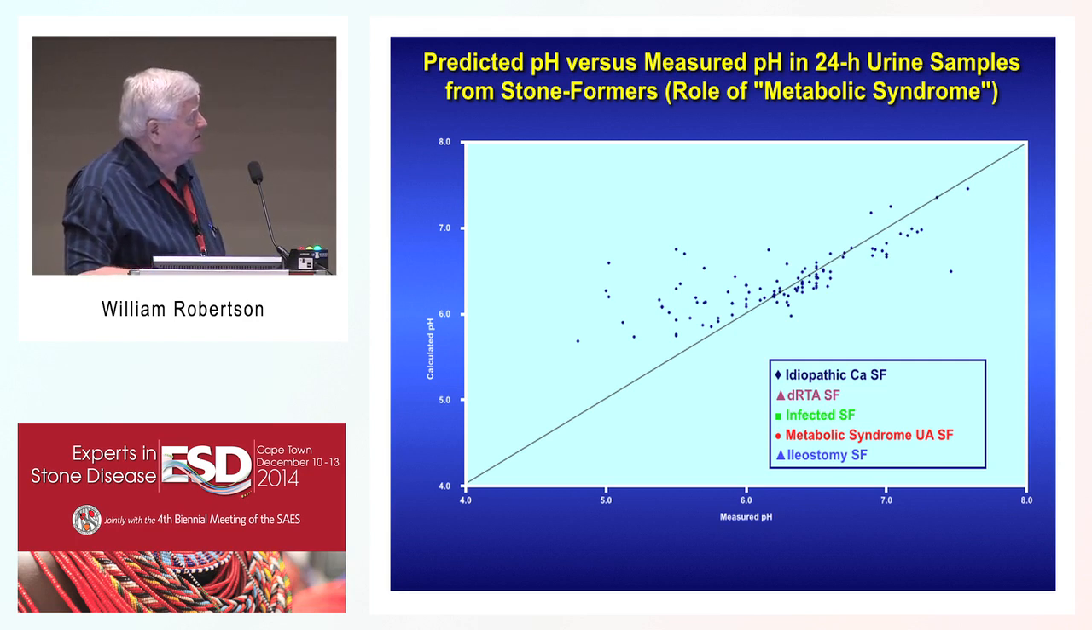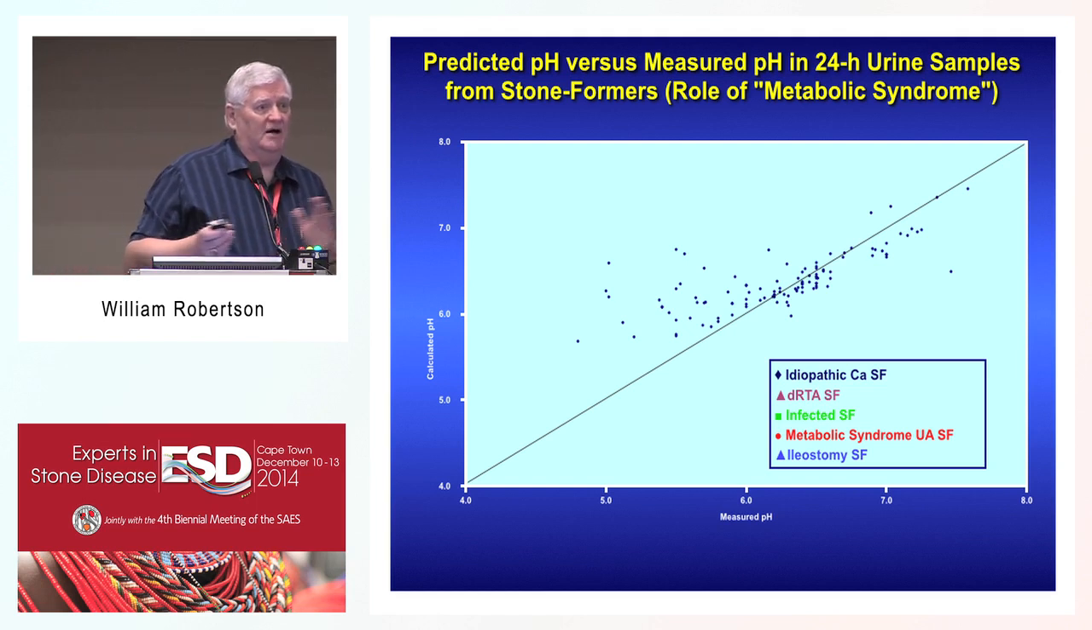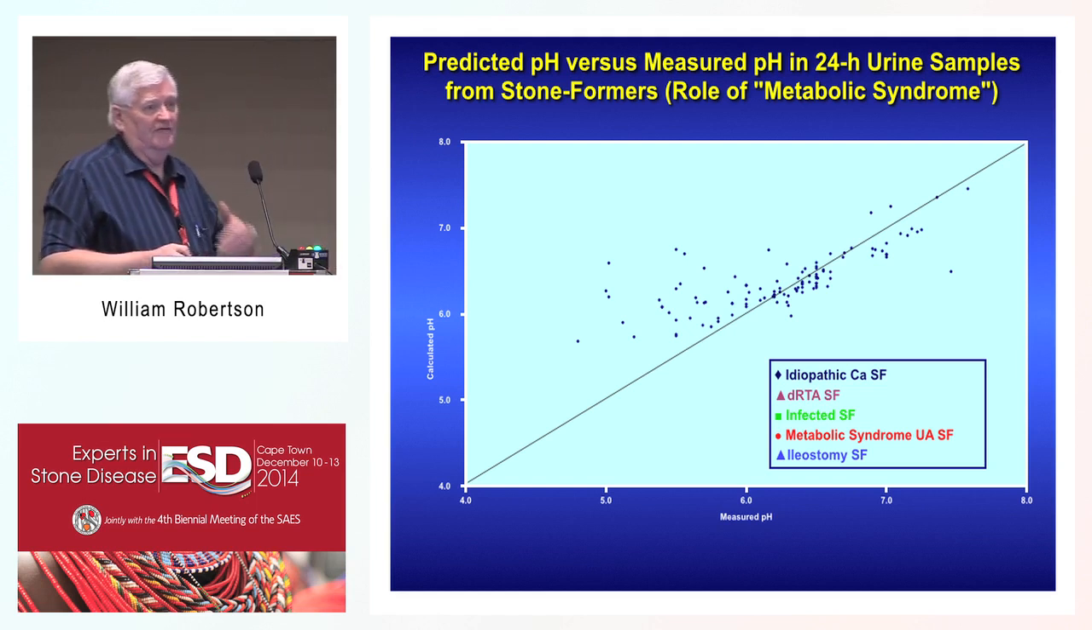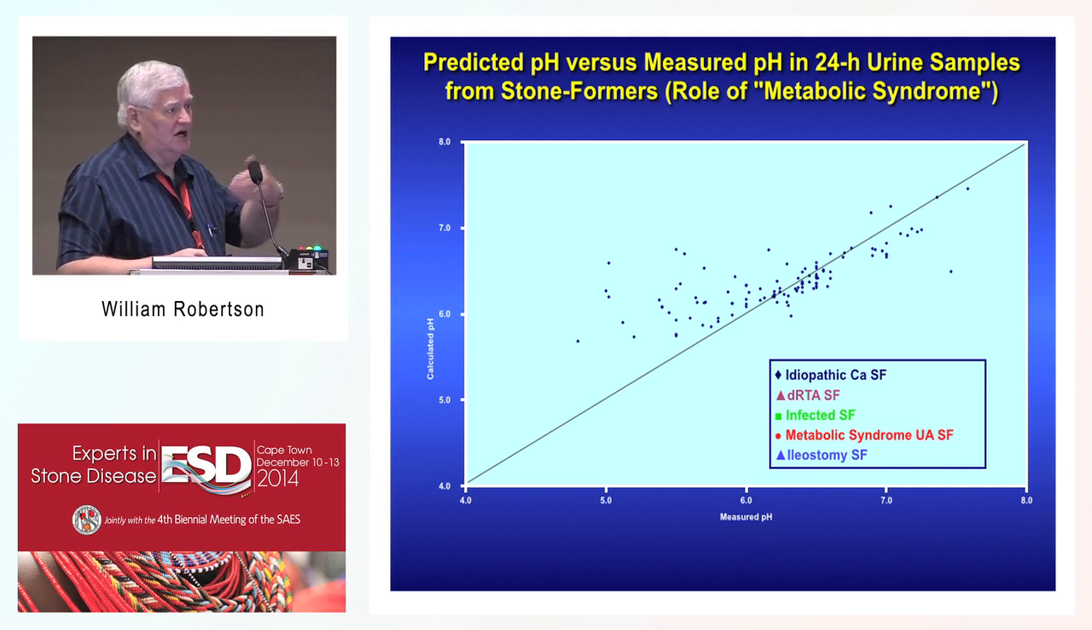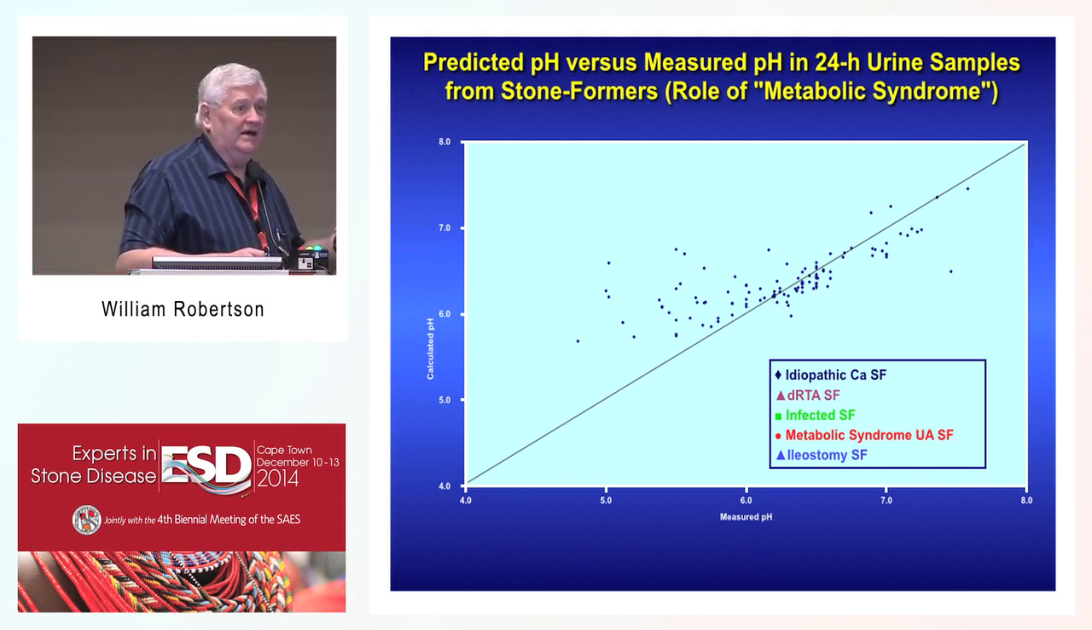Now, what effect does metabolic syndrome have on the urine that is causing the risk of uric acid stones to increase? Now, because we do diet histories at the same time as the urine collections, and from the potential renal acid load that we can calculate from the diet, we can predict what urine pH should be.